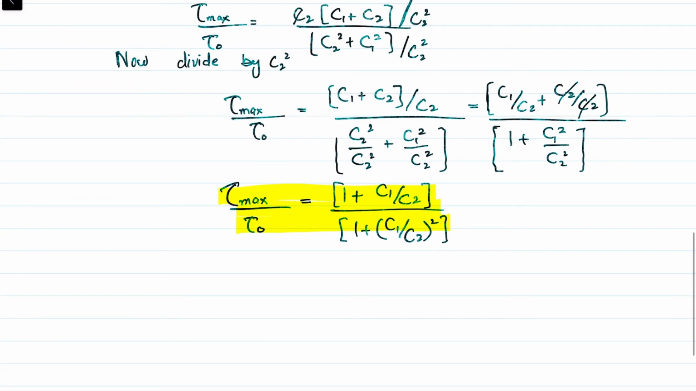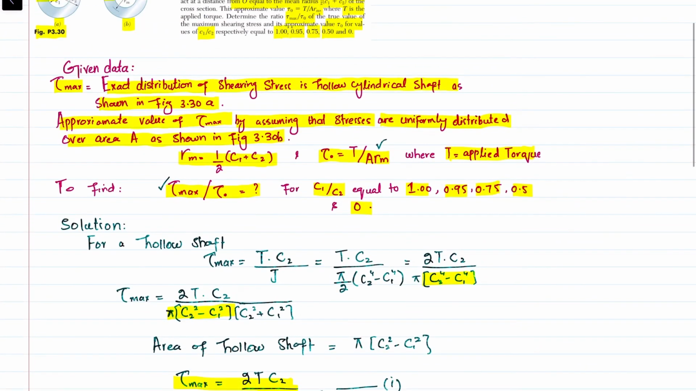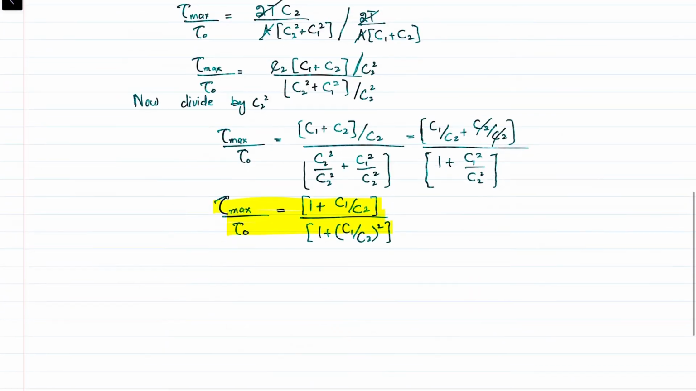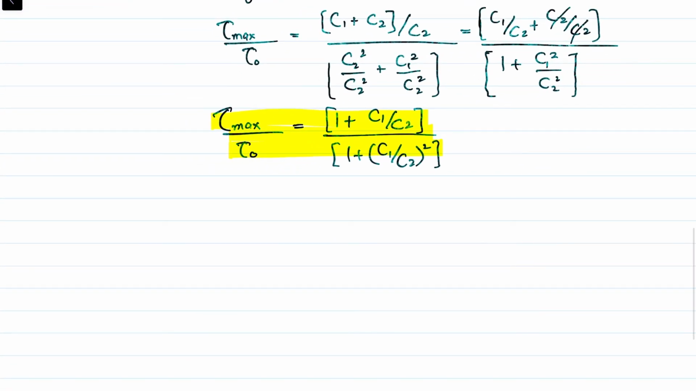Let me check it also. So you can see we have found τmax over τ₀. Now we will put the different values of C1 over C2 which are given over here, and we will find the τmax over τ₀. So if I draw a table where we have been given C1 over C2 and we have τmax over τ₀. So the C1 over C2 values are 1.0, 0.95, 0.75, 0.5 and 0.